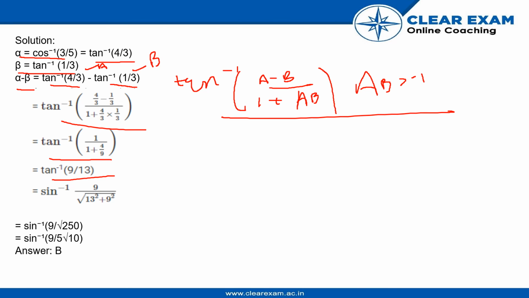So we have calculated here in sin inverse, so we'll get 9 upon root of 13 square plus 9 square, and after solving this, we'll get sin inverse 9 upon root 250, and after evaluating more, we'll get sin inverse 9 by 5 root 10. So option B will be the right answer.